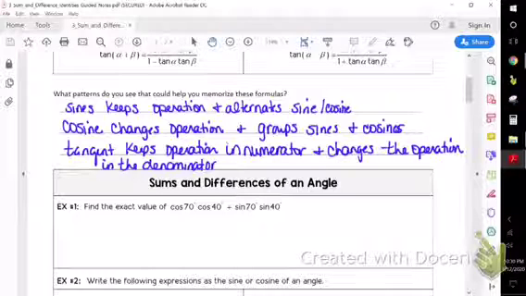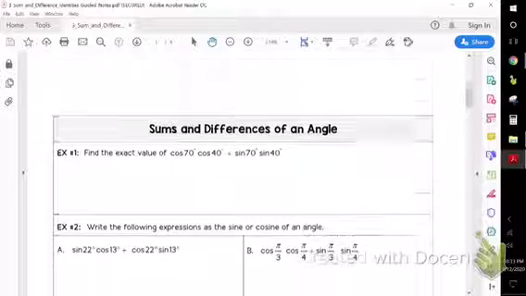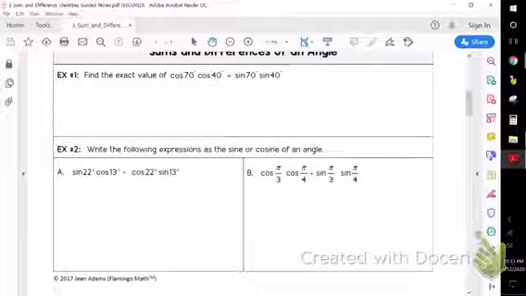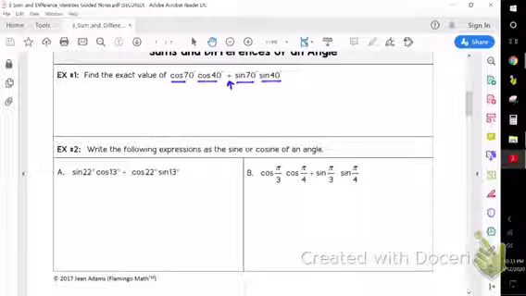Also, just knowing those helps you when you're looking at which formula you're going to use, especially like here in example 1. So let's look at it. It says find the exact value of cosine of 70 degrees times cosine of 40 degrees plus sine of 70 degrees times sine of 40 degrees. The first thing you notice is you've got cosine, cosine, plus sine, sine. So which one of our formulas has that pattern?